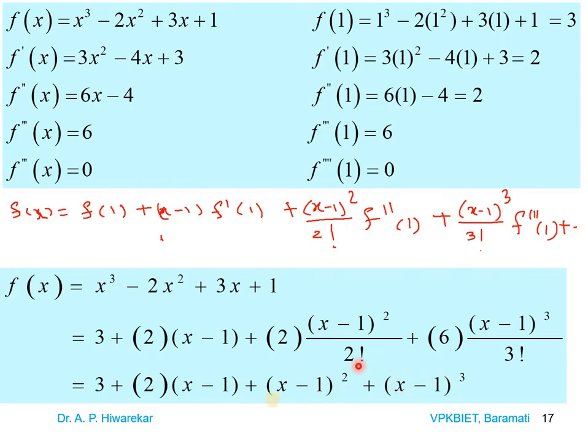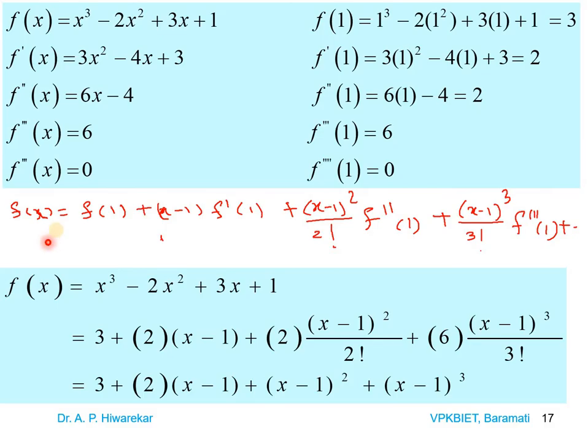And in a similar way you may expand the same function in powers of x plus 1. In that case, what will you do? You will write f(x) as f of x plus 1 minus 1 and take h equal to minus 1 and then proceed. So that may be another problem which you can solve as an assignment.